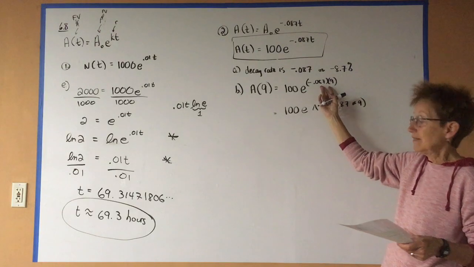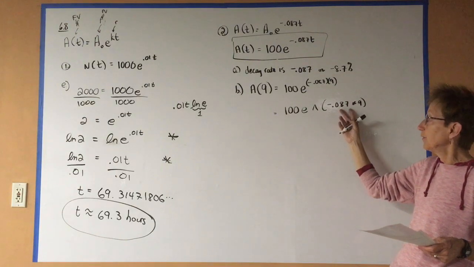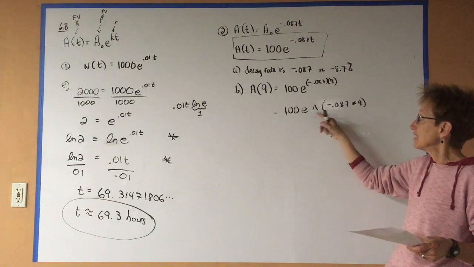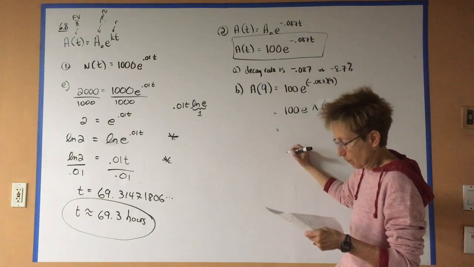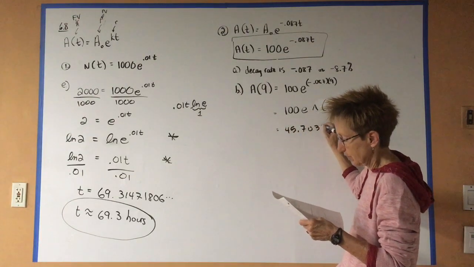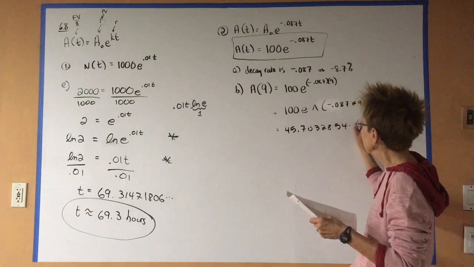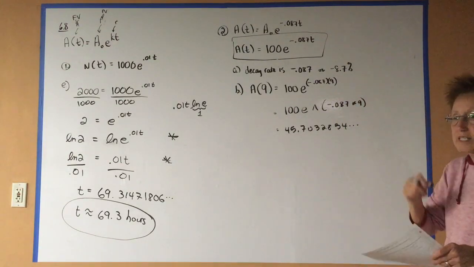I know I have it separated out here, but I have to understand the calculator. I want it to figure out that product, and that is my power. So when I do that, what spits out for me was 45.703284. It keeps going. Let's round this to 1 decimal point.